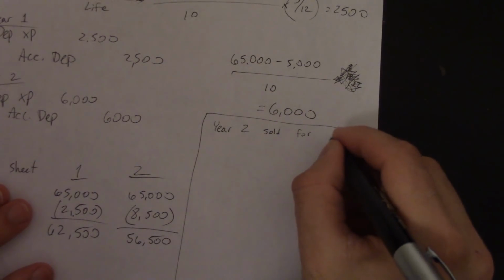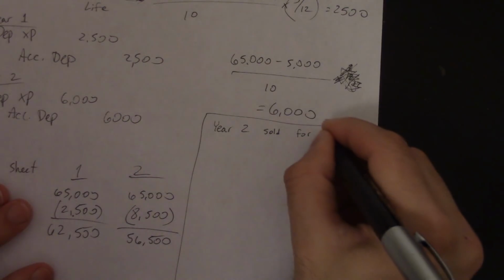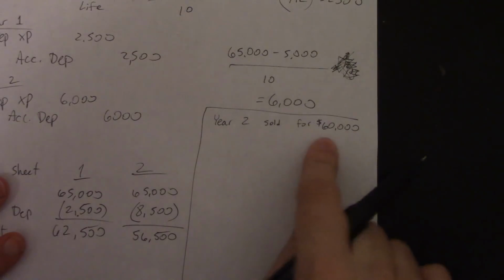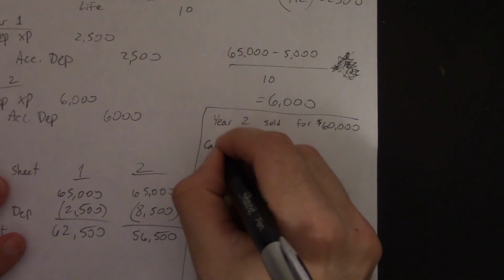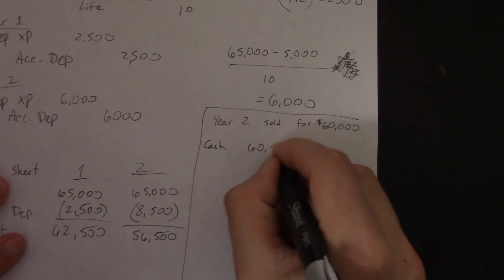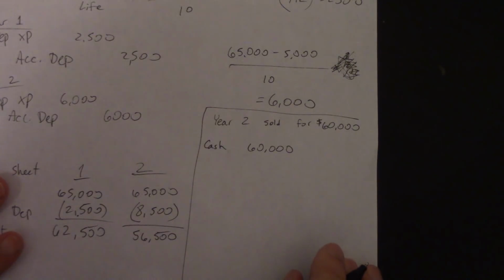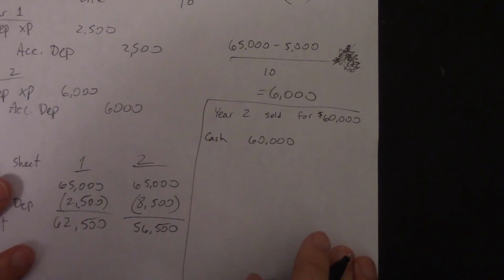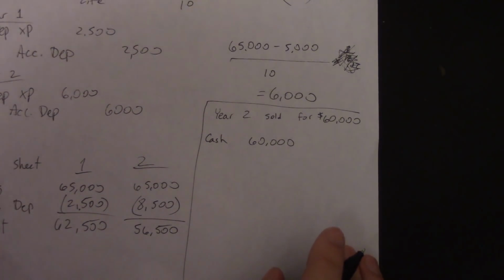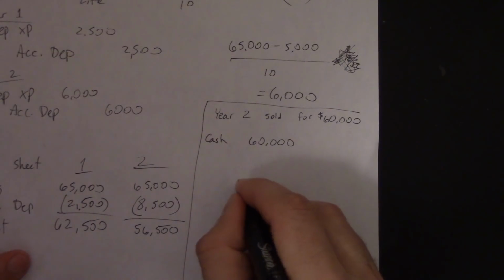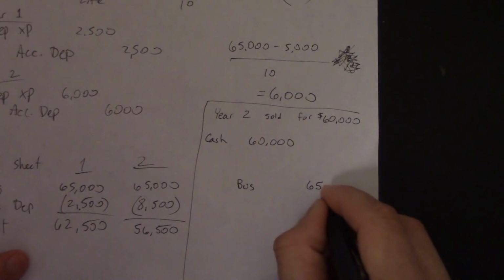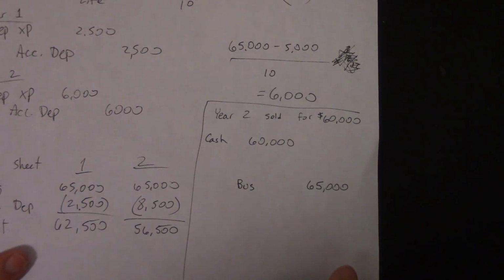There we go. Now let's say in year 2, at the end of year 2, we sold the bus for $60,000. What's the journal entry? Well, someone's giving us $60,000, so that's a debit to cash for 60. We're also going to get rid of the bus. So a bus is an asset. So to get rid of an asset, we got to credit the bus by its original value of $65,000.